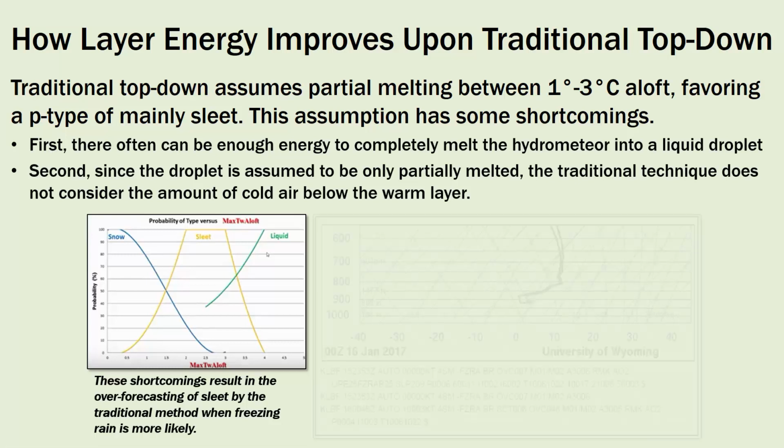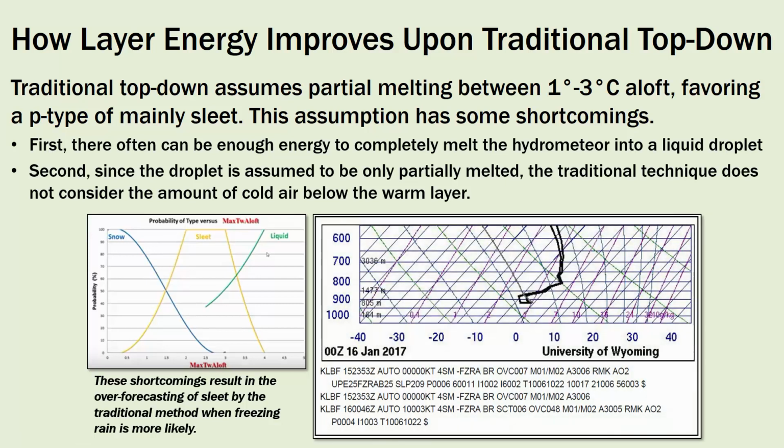But this has a couple of shortcomings, as you see listed here. First and foremost, there can be enough energy to completely melt the hydrometeor in some of these cases. And since the droplet is assumed to only be partially melted, the traditional technique does not consider the low-level cold air or refreezing potential beneath it. This causes some shortcomings in the sense that the traditional method tends to over-forecast sleet when freezing rain is more likely.